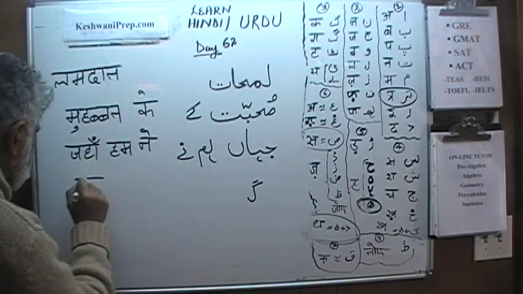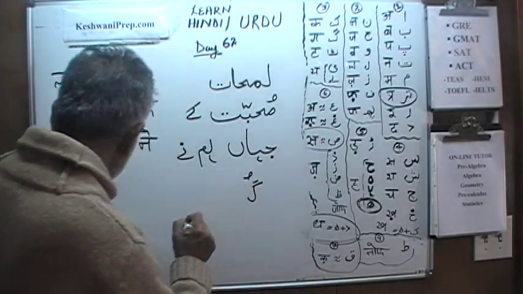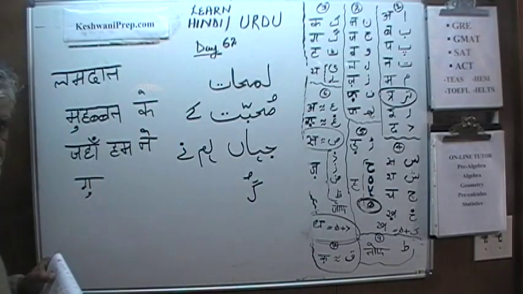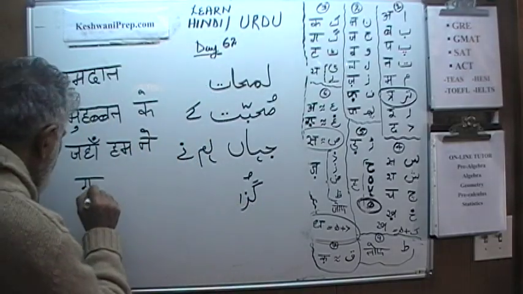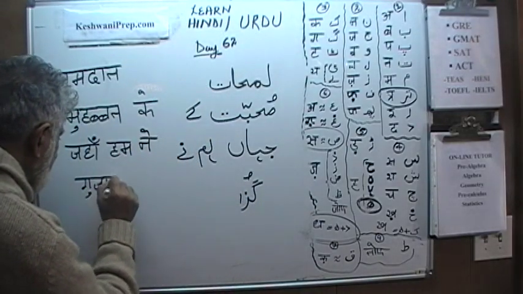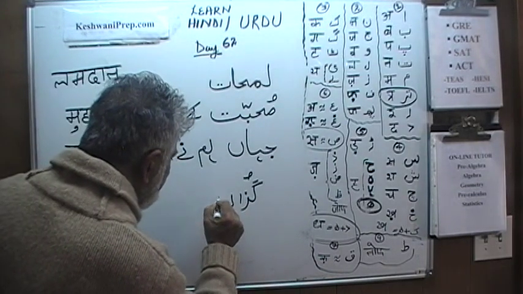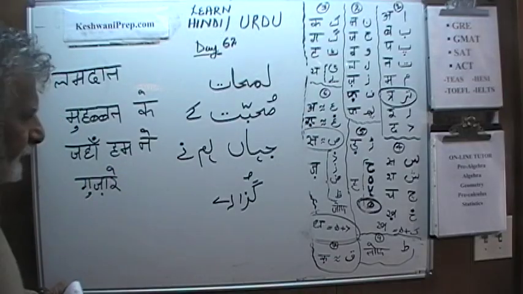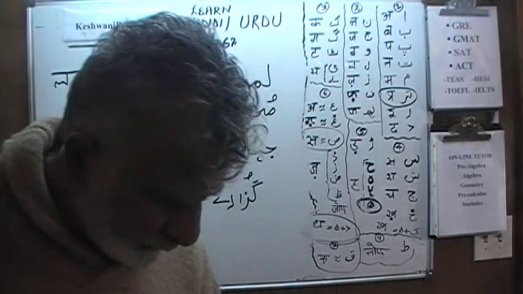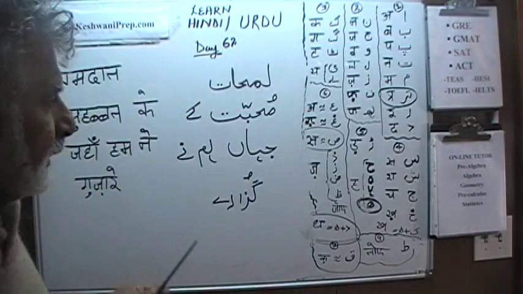Go, we don't need a ga, we need a gu, with the short u ki matra, gu. Ja, and then re and badi e ki matra, that gives us gujare. So the whole thing now reads लम्हात मोहब्बत के जहाँ हमने गुजारे.